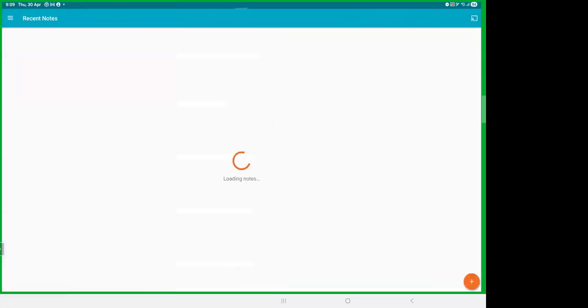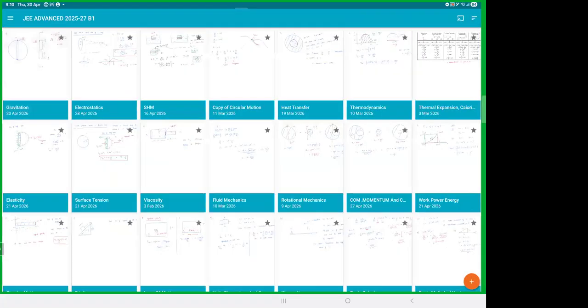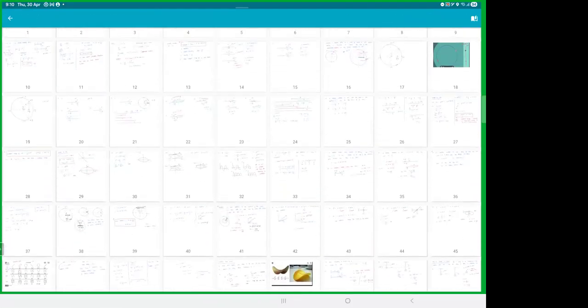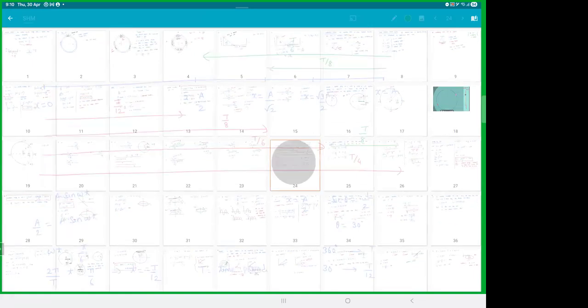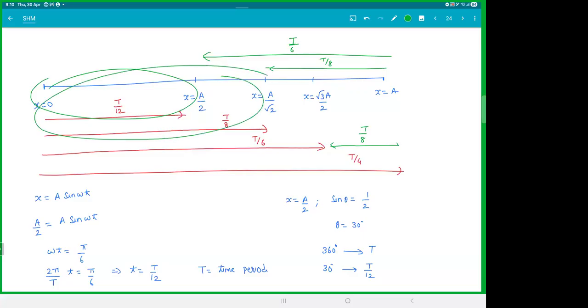In case you forgot about these things, please go to SHM notes. You should definitely refer to that. You can't keep forgetting things. This we did in basics here. Hope you guys remember this thing. Times 0 to A, T by 12; 0 to A by root 2, T by 8; 0 to root 3 A by 2, T by 6; and 0 to A, T by 4. You should know your time intervals.